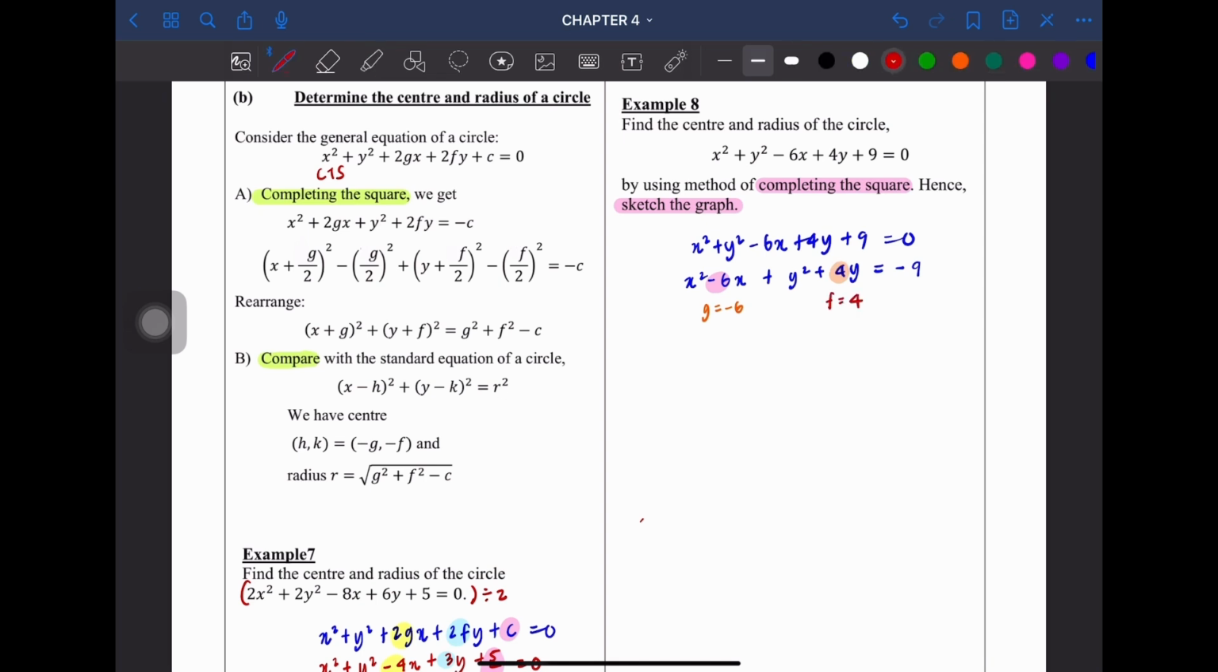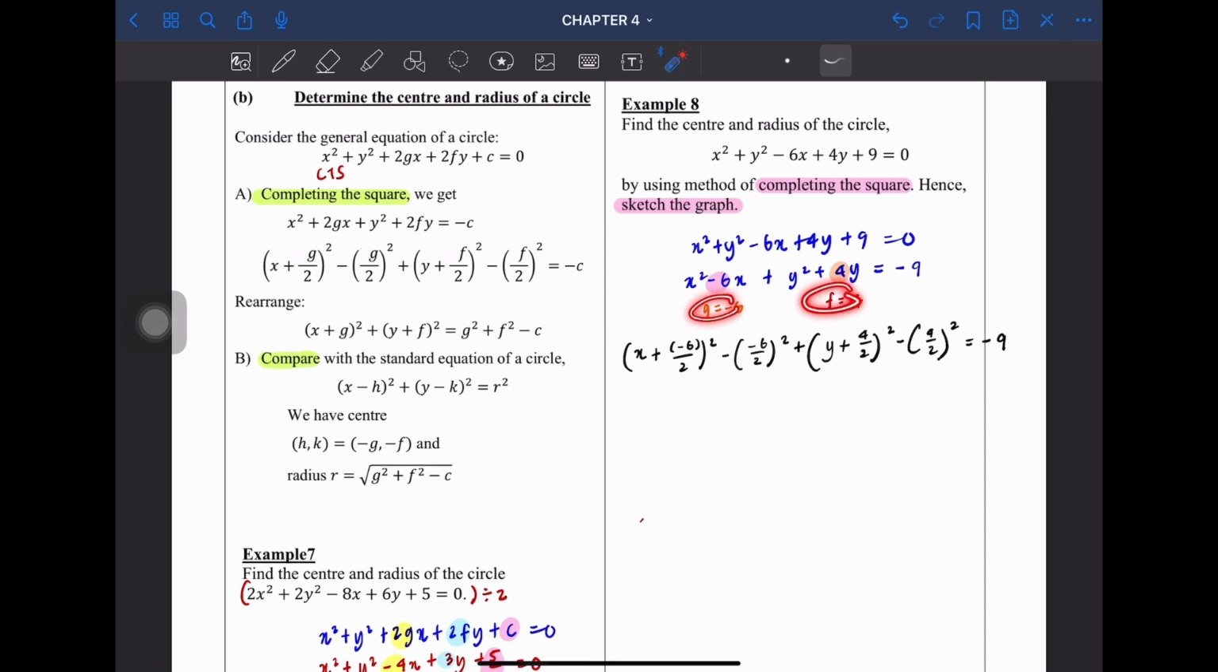F is 4. So now we can insert into the equation, which is this. This is the formula for completing the square: x plus g/2 squared minus g over 2 squared, plus y plus f over 2 squared minus f over 2 squared, equal to your c. Okay, we just need to insert our g and f into this equation.